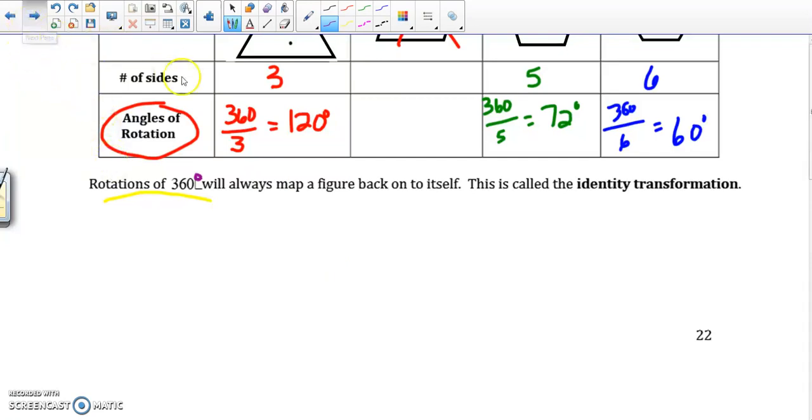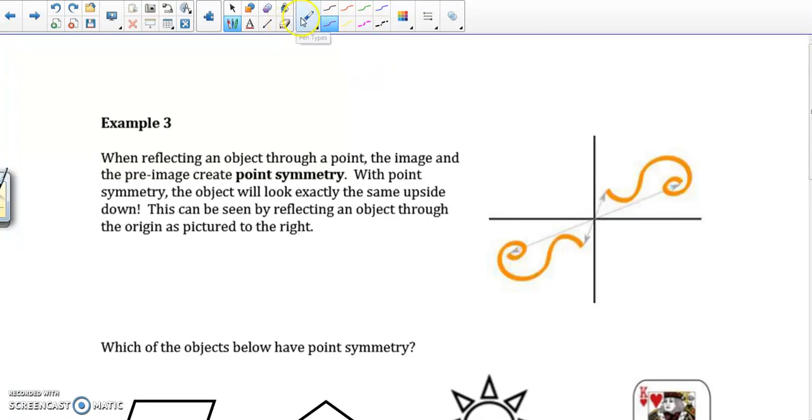All right, last one. Point symmetry. So when reflecting an object through a point, the image and pre-image create point symmetry. And here's the key. With point symmetry, the object will look exactly the same upside down.